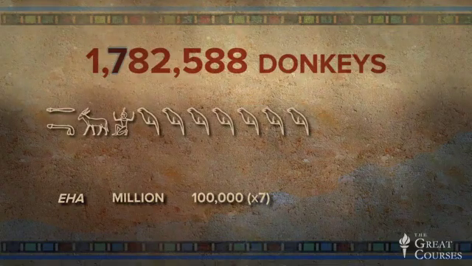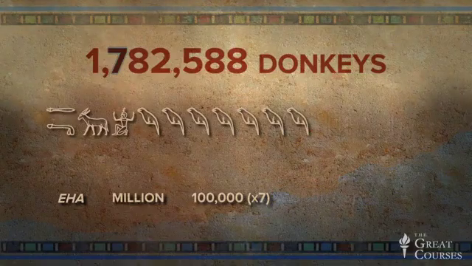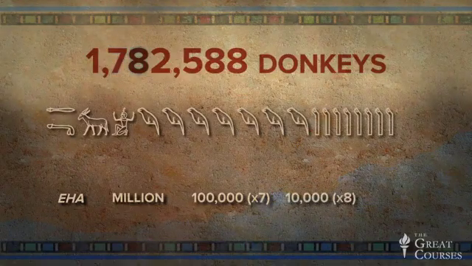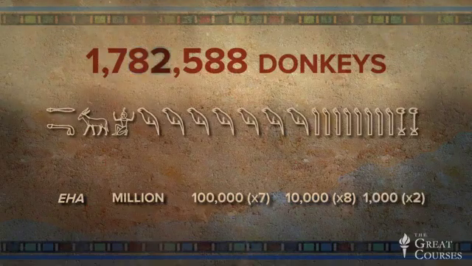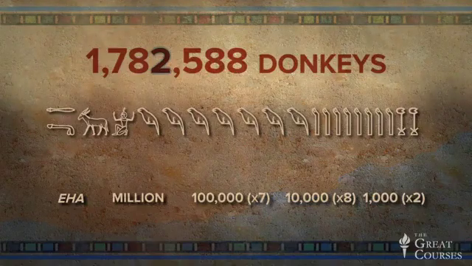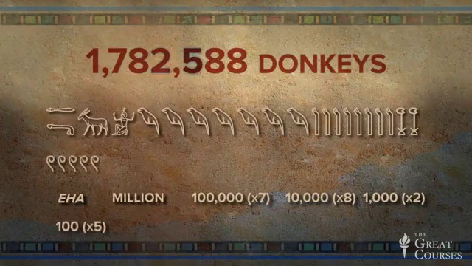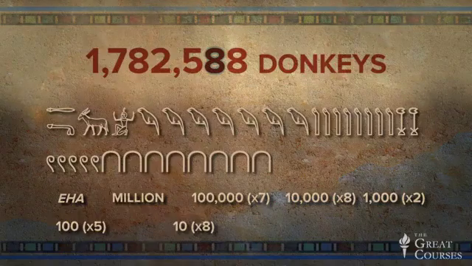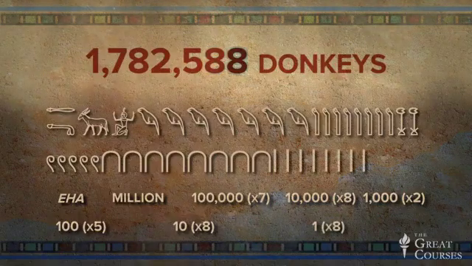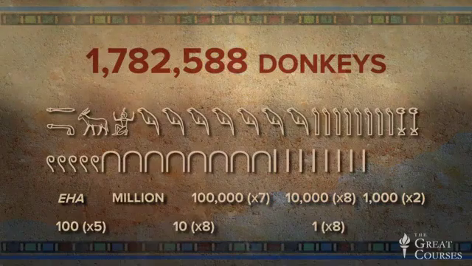Now we need 82,000. We begin with 8 tens of thousands. The finger is the 10 of thousands hieroglyph. So we add 8 fingers. We need 2 lotus plants for the 2,000 part. Now, coming near the end, we need 5 hundreds, or coils. Good. Next, 8 hoops for the tens. And last, 8 strokes. That's 1,782,588 donkeys.